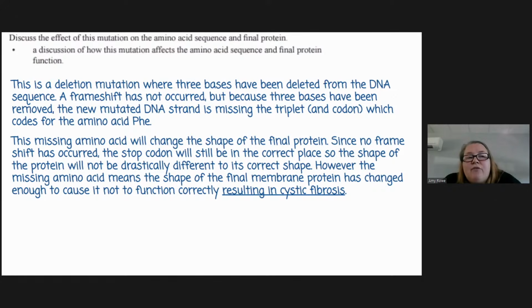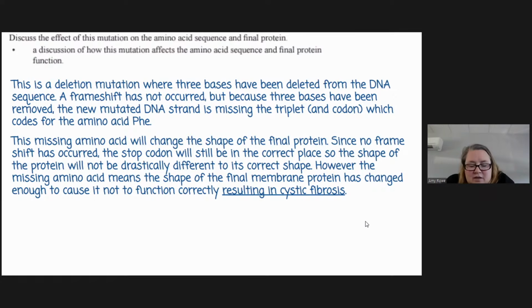Okay, so that is our 4th bullet point. And we have, in talking about the change in function, bringing it back to cystic fibrosis, we have linked back to the context of the question. So if you remember, the start of the question was we were talking about a mutation that causes cystic fibrosis. So we needed to somewhere in our answer talk about how that mutation causes cystic fibrosis.